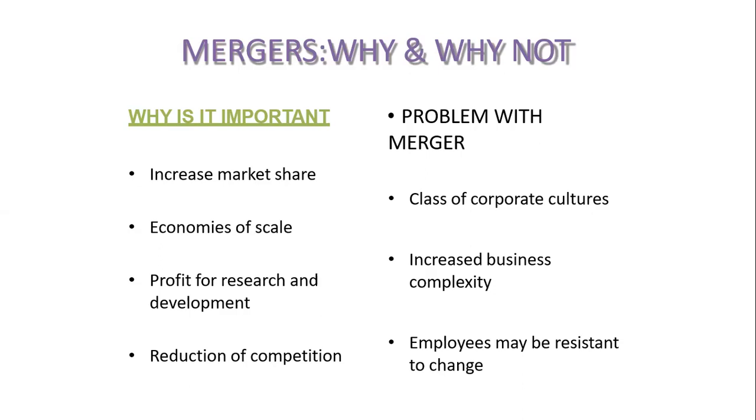Second is economies of scale. You can produce at a larger scale. After becoming a giant firm, you can start making very large production and very, very large sales. You can increase your production level capacity. Profit for research and development. You can do R&D for new product development. Research and development means you want to innovate. You want to make innovative changes in the product so that the product will fit in the market. Reduction of competition. Merger will reduce the competition and it will give you monopoly power.